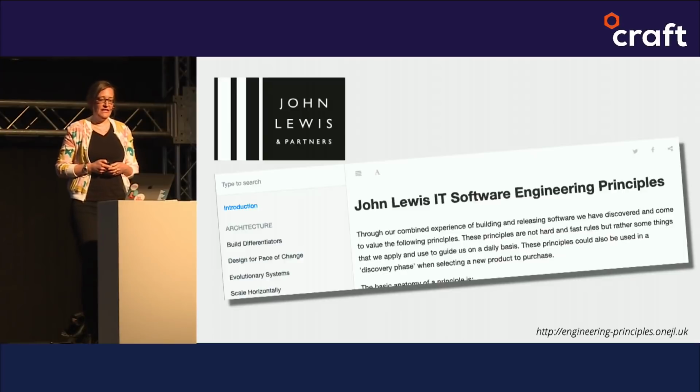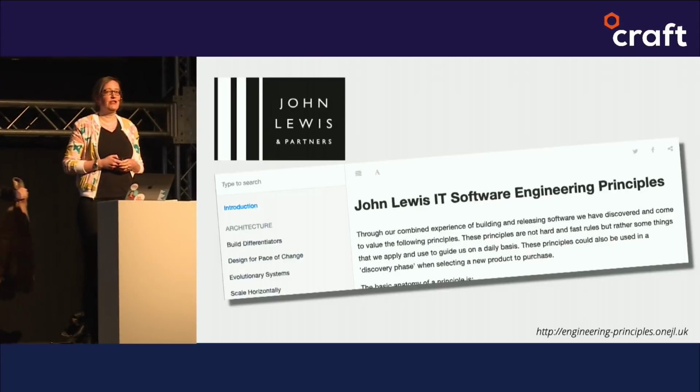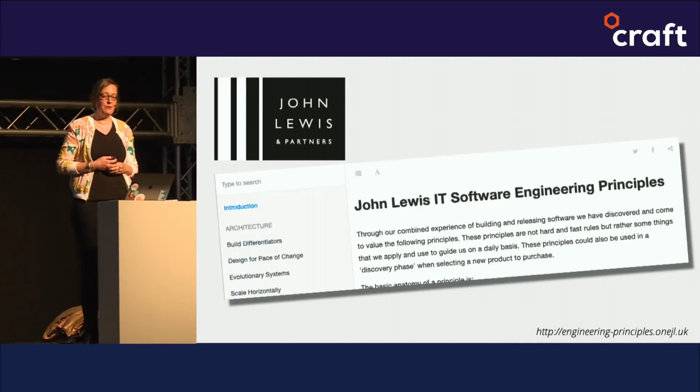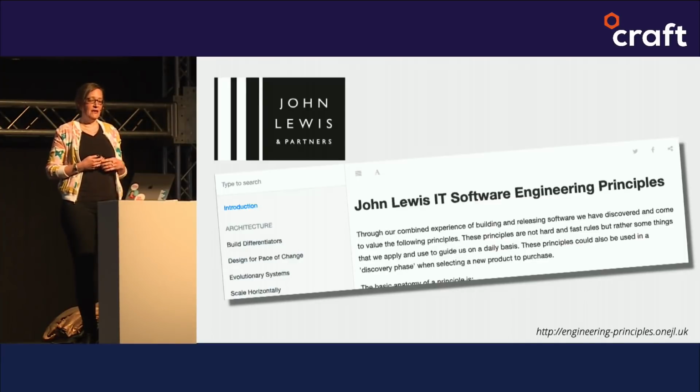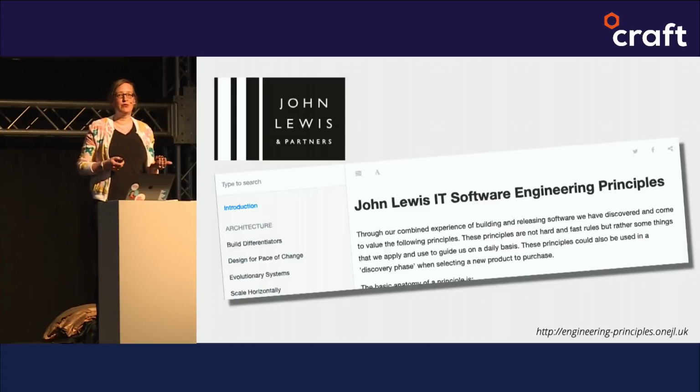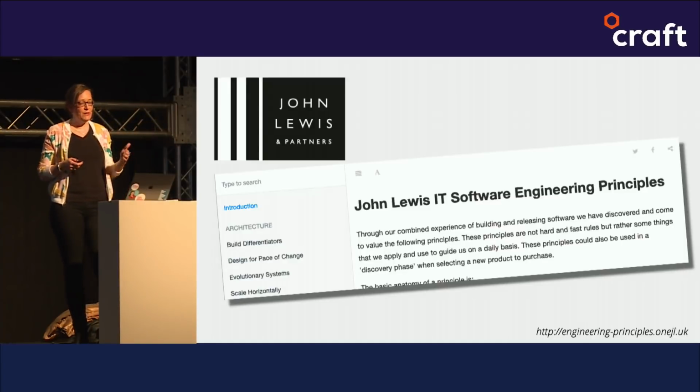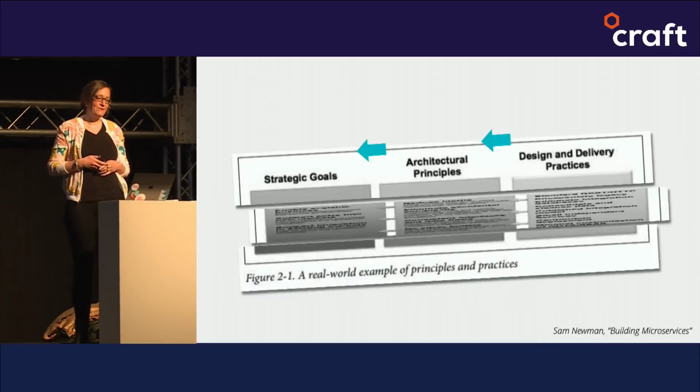This example was taken from the John Lewis software engineering principles. They're public on the internet. John Lewis is a large department store chain in the UK. So it's a real-world example of a large organization having many autonomous teams, and they formulated 18 principles, and you can look them up and maybe get inspired by them. So that's one way to do this: just come up with a list of them and use this TOGAF structure.